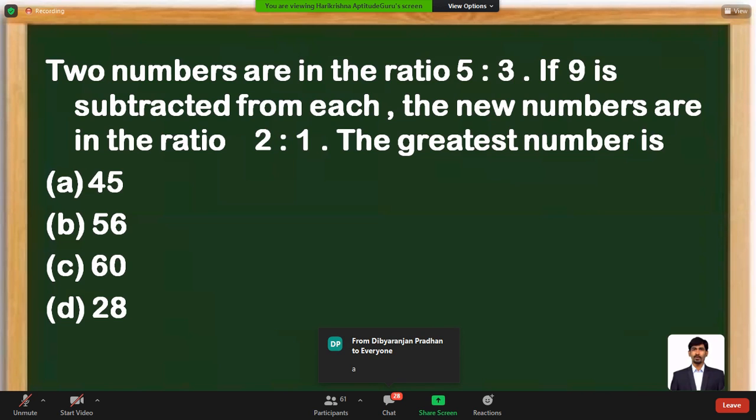So simple, you can use any one of the approaches which you are comfortable with. Two numbers are in the ratio of 5:3. So we can take those numbers as 5x and 3x. 9 is subtracted from each. From 5x I am subtracting 9, and from 3x I am removing 9. Then the new ratio of the numbers will be 2:1.